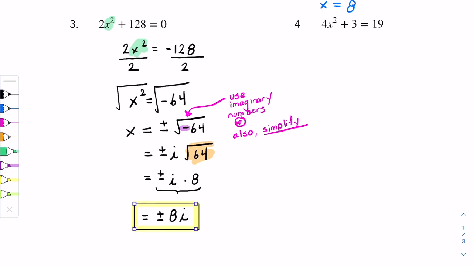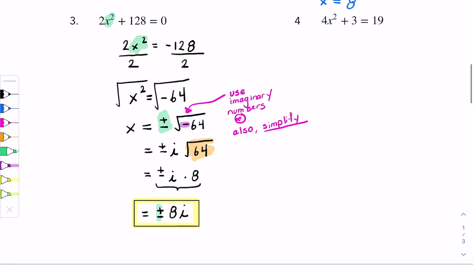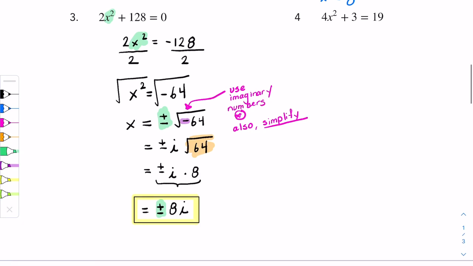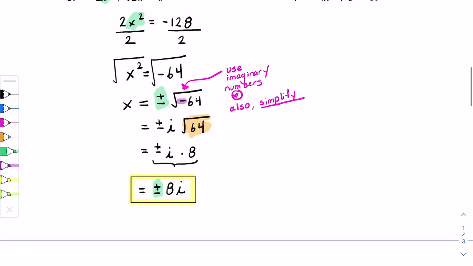Also, recall that the plus or minus sign is in front of the radical, and then we simplified the radical to 8i, so the plus or minus sign has to still be in front of what the radical was. Okay, the radical was negative square root of 64. 8i is the simplified version of that. Make sure that plus or minus sign is in front.